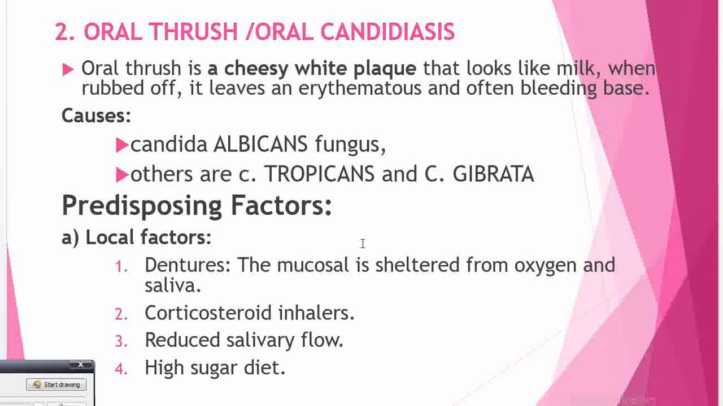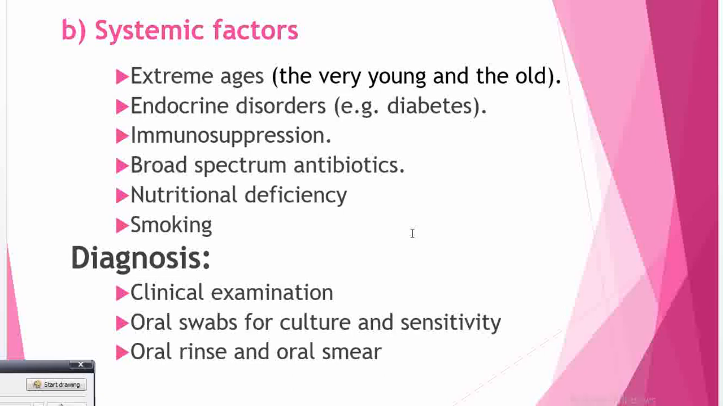It can also be caused by Candida tropicalis. Predisposing factors include using dentures a lot, because the mucosa is sheltered from oxygen and saliva when you use dentures. Use of corticosteroid inhalers reduces salivary flow, and a high sugar diet can also cause this. Like those people who eat a lot of sugarcane, they tend to have it because of the sugar. Systemic factors include extreme age, so the very young or the very old can have oral thrush.